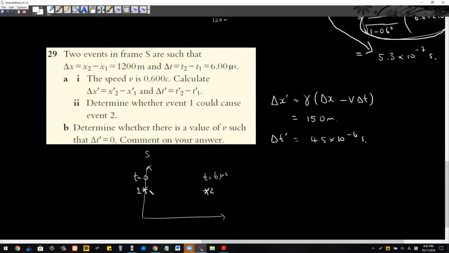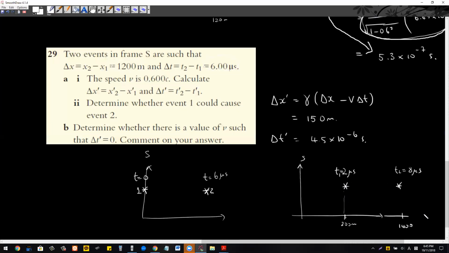Now this could have been something like this as well. This is frame S again. Event 1 here and event 2 here. So it could have been like that. t1 equals 2 microseconds, and then t2 is equal to 8 microseconds. Then the delta t would be 6 microseconds, right? So this happened first at 2 microseconds, and this one happened at 8 microseconds. This one first, and then this one. And then this one happens at 200 meters, and this one happens at 1,400.